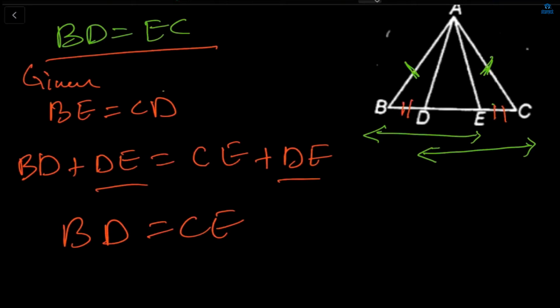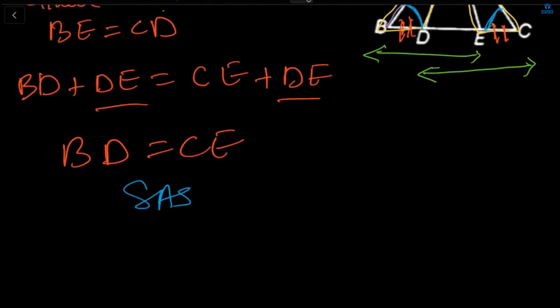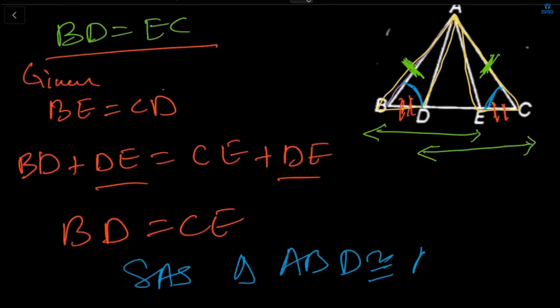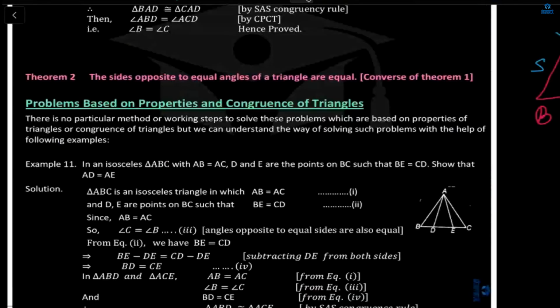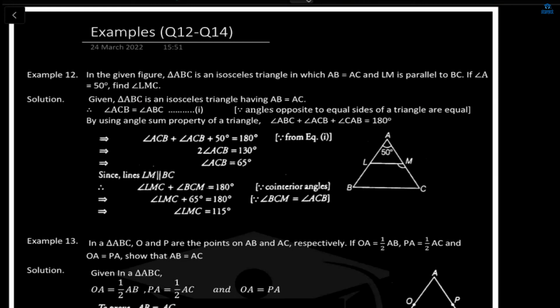Now we have got that BD is equal to CE. If you see this triangle ABD and this triangle ACE, we have that this is equal to this, and we know that if it is an isosceles triangle, AB will be equal to AC. So from SAS, triangle ABD is congruent to triangle ACE. Yes or no? If both the triangles are congruent, then you can say that AD is equal to AE. So we have proved. Any doubt, anybody? No, ma'am.